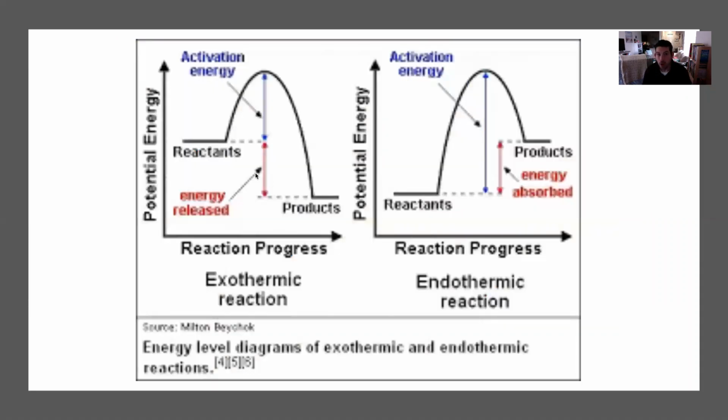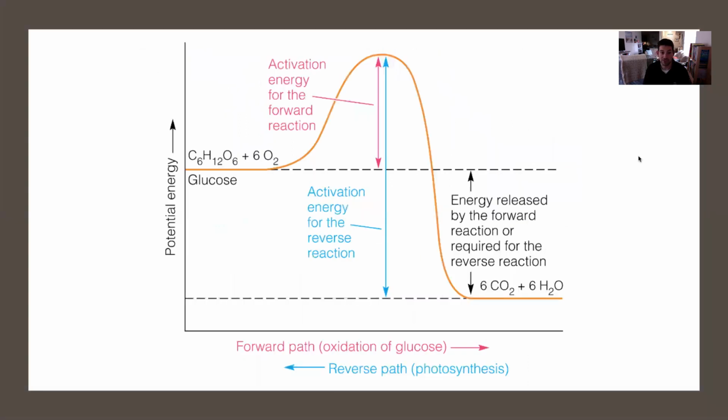All right, now what I want you to be able to do is recognize these diagrams. If the reactants are higher than the products, I want you to say, okay, that's exothermic. If the reactants are lower than the products, I want you to say that's endothermic. They both always have the activation energy, right? That never goes away. There's always activation energy, all right?